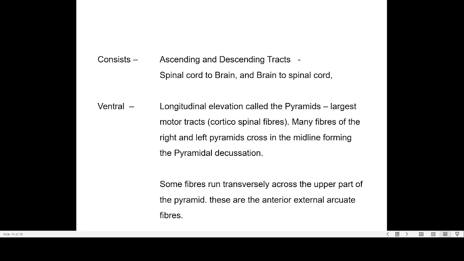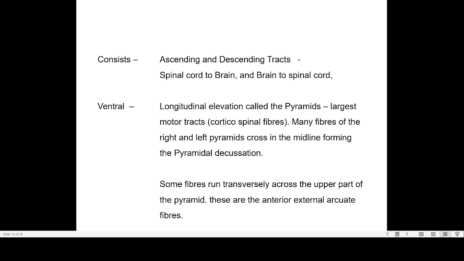That means they have crossed from one side to the opposite side, say right side to left side and left to right side, the largest motor tracts. So many fibers will be connecting the right side and left side, so crossing. This is called the pyramidal decussation. The pyramidal decussation means the crossing of fibers from one side to the opposite side.